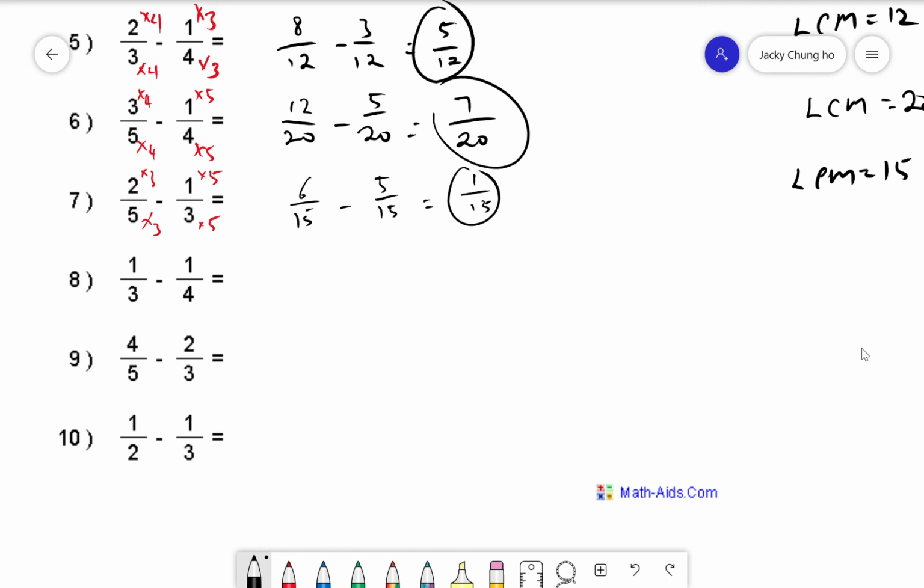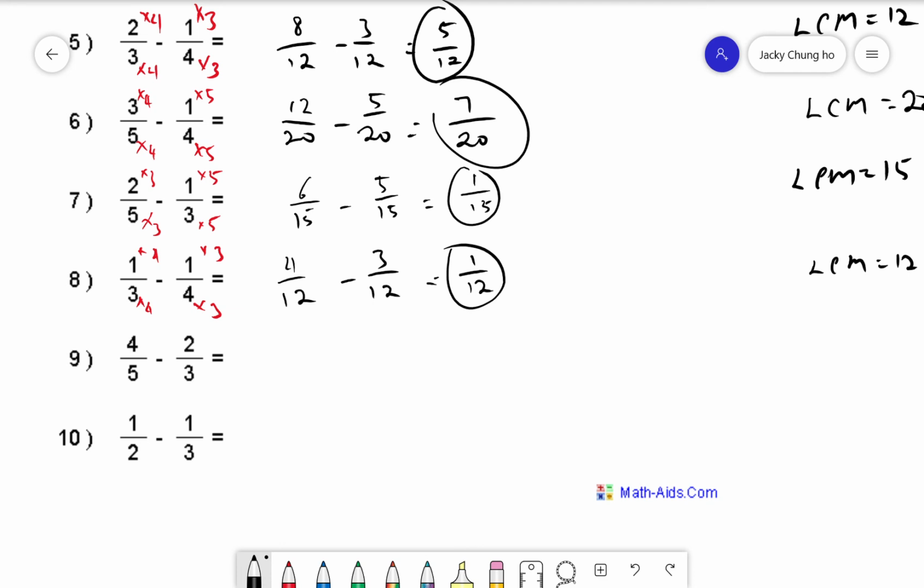Okay, number 8. I have 1 over 3 minus 1 over 4. The LCM is 12. So now multiply the first fraction by 4, and multiply the second fraction by 3. So 1 times 4 is 4 over 12 minus 3 over 12. This will give me 1 over 12, and that's our final answer.